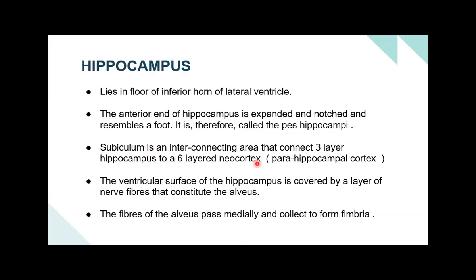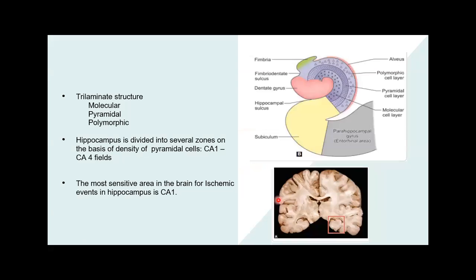The subiculum is the interconnecting area that connects the three-layered hippocampus to the six-layered neocortex, that is the parahippocampal cortex. The ventricular surface of the hippocampus is covered by a layer of nerve fibers that constitute the alveus. The fibers of the alveus pass medially and collect in the form of the fimbria. So this is the parahippocampal gyrus. This part is the subiculum, which is a connecting zone between the three-layered hippocampus and the six-layered neocortex, that is the parahippocampal gyrus.